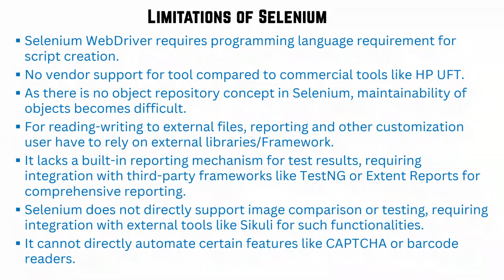In case you want to do some operation with an external Excel file or CSV file, in Selenium there is no inbuilt library. You need to rely on an external library called Apache POI. In Selenium, there is no proper reporting structure available, so you need to either take support from JUnit or TestNG, or integrate with Allure report or Extent report. Selenium does not support image comparison testing directly, so you need to use Sikuli for that. And sometimes automating captcha or barcode might be difficult, but we can do it with some other integration.